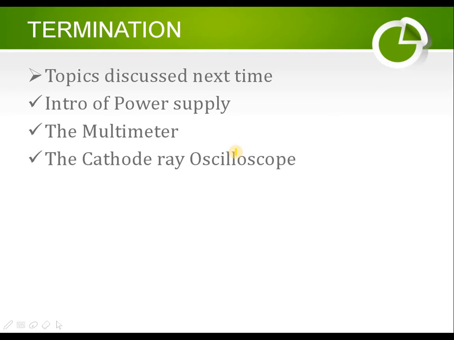Next time, from episode 5, I'm moving towards the capacitor side, as resistors have already been explained much more, and there is no need to discuss resistors further. So going towards the capacitor side, the introduction of the power supplies, the multimeter, and the cathode ray oscilloscope will be discussed in the next episode 5.